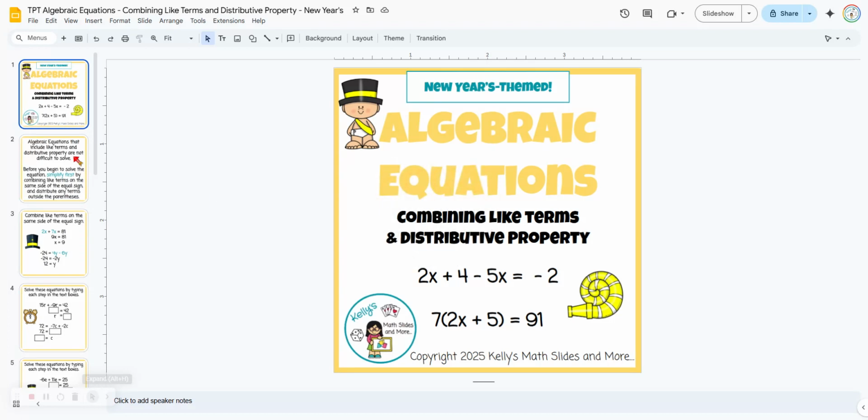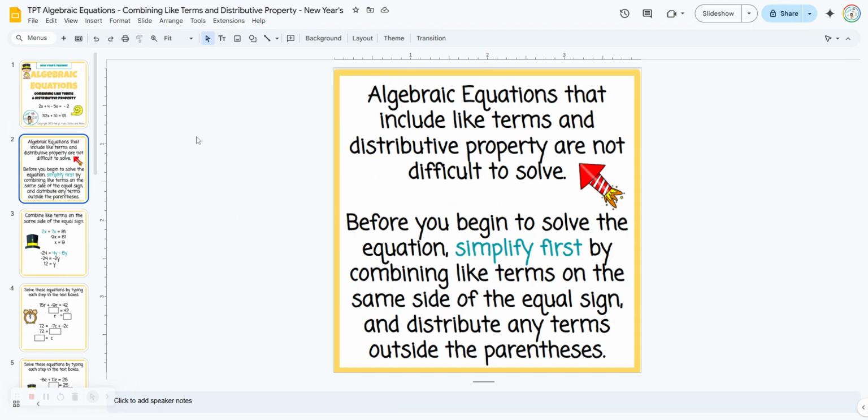Algebraic equations with combining like terms and distributive property. This is a digital lesson, and this one is New Year's themed. So the lesson starts with explaining to students that algebraic equations that include like terms and distributive property are not difficult to solve. So they're going to begin solving their equations by simplifying first.